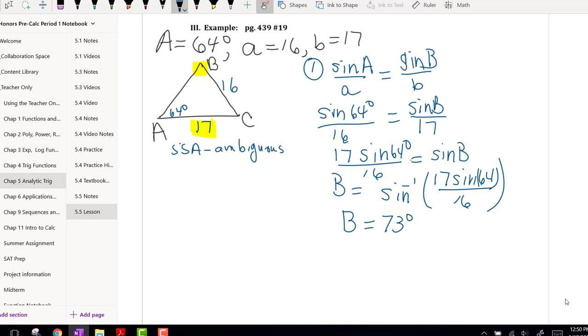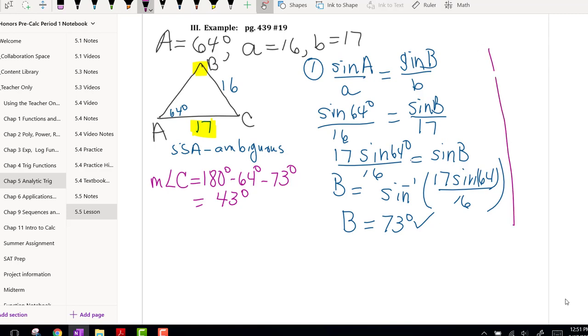Now the question is then, so we do have a B, so we know we have at least one triangle. So we can go back and find the measure of angle C, which is going to be 180 minus our 64 degrees minus our 73 degrees. And we get that angle C is going to equal 43 degrees.